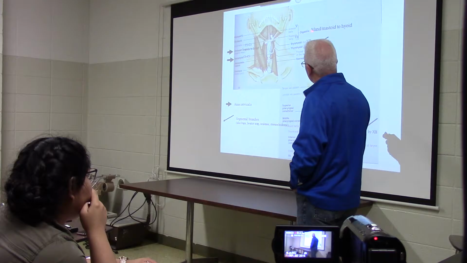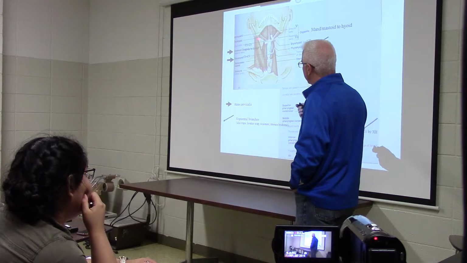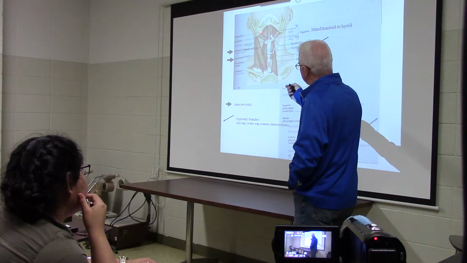Okay, so we looked at this one before, so I'm reviewing that one, but it's really on here today to talk about the mylohyoid. The mylohyoid, as you can see here, is a bit of a fan-shaped muscle. In your cat, it looks like it runs this way. Yeah? And it kind of does.